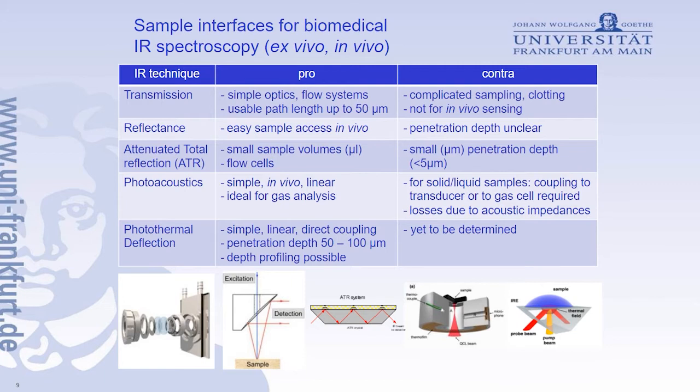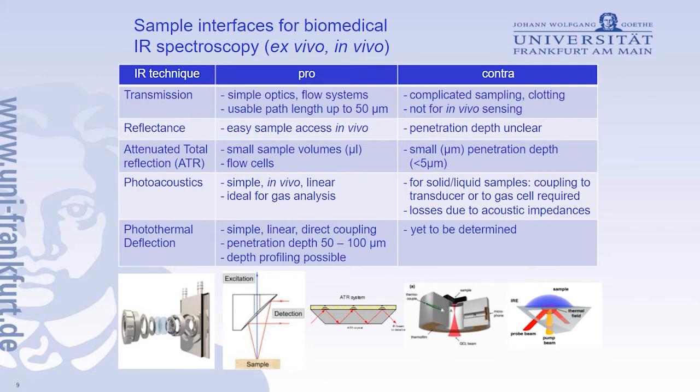Some colleagues apply reflectance techniques where you shine infrared light onto the sample and collect the backscattered light. This is an easy technique, but the penetration depth is unclear and covers only a few micrometers. A technique I already mentioned is attenuated total reflection, ATR, which is the center picture on the lower line. It allows small sample volumes. You can make flow cells from that. The problem is that it works with an evanescent wave, which has a penetration depth of typically shorter than one wavelength, so in the order of 5 micrometers, and this can be limiting.